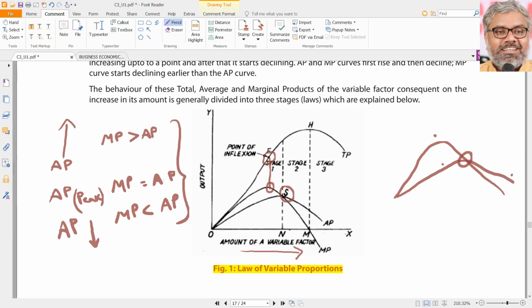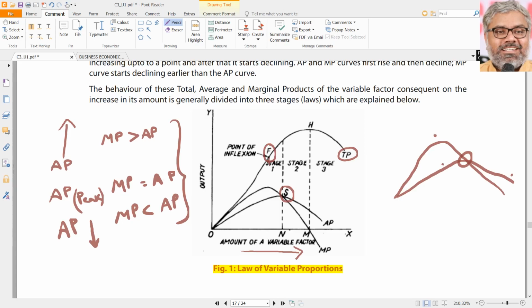Till that time average product is still on the rise, but marginal product already started declining even before the average product. But when the marginal product is at its maximum, that is what is called the point of inflection in the total product curve. What is the relevance of that point of inflection? It is only telling us that till that time the total product is increasing very fast. Later also it is increasing, but a little slower. After the point of inflection, the total product is increasing at a slower rate.